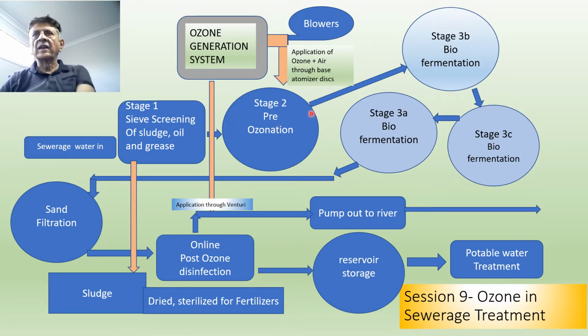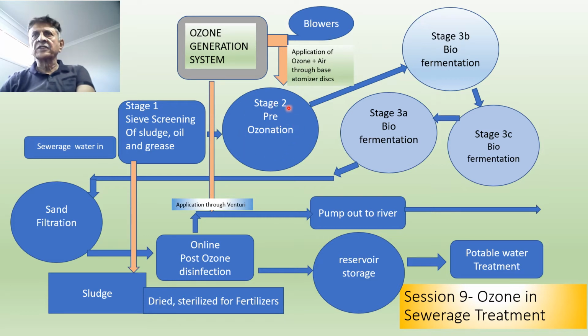Once it has been reasonably broken down, it could be in a matter of half a day or so, this pre-ozonated sewage will be directed to the biofermentation tanks, and this is where the bacteria will continue to break down the smaller protein particles to soluble nitrates, sulfates, etc. And the carbon is broken down to carbon dioxide and smaller molecules.